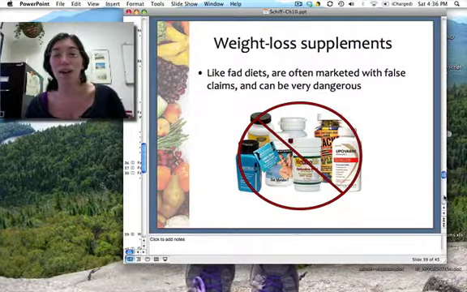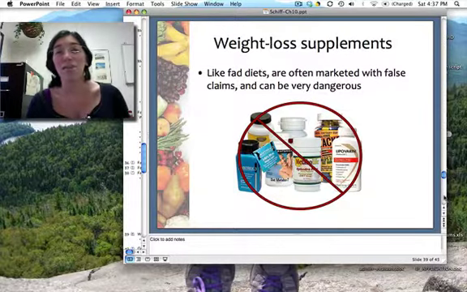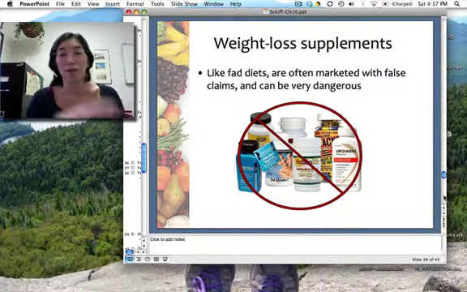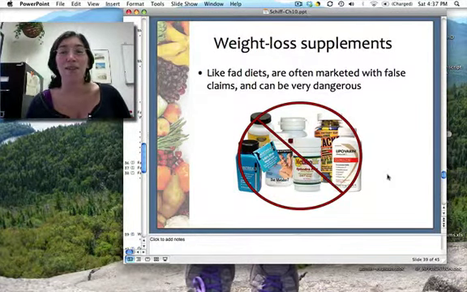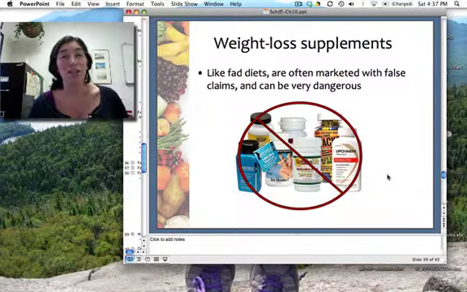So in addition to fad diets, there's also a lot of scammy sort of products, dietary supplement products, over-the-counter things like Trim Spa and Metabolife and all these things that often don't work, and a lot of times they can be dangerous. They can have very dangerous side effects.